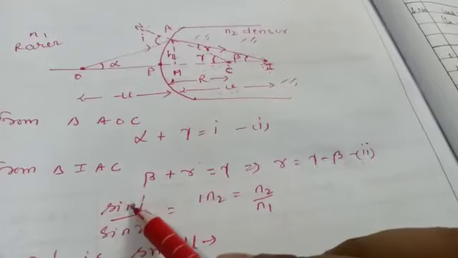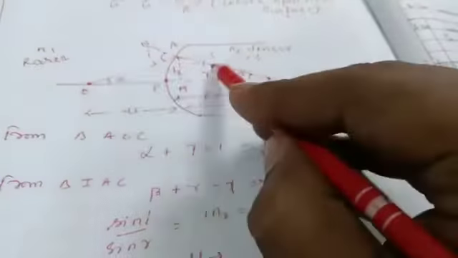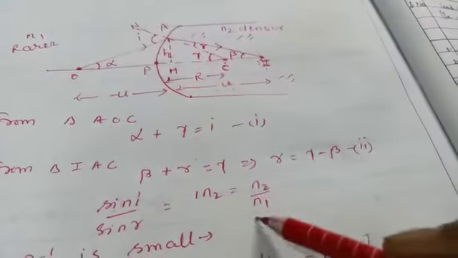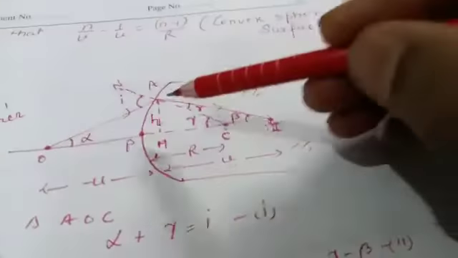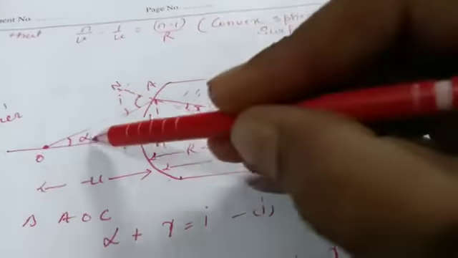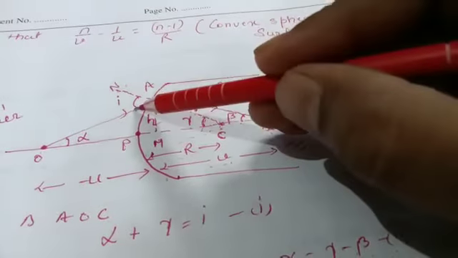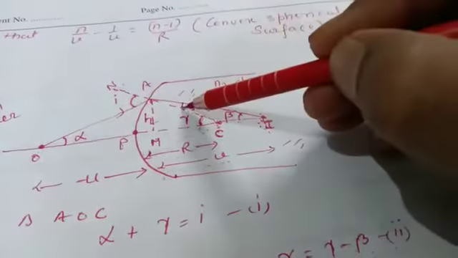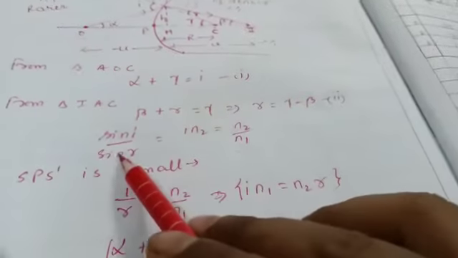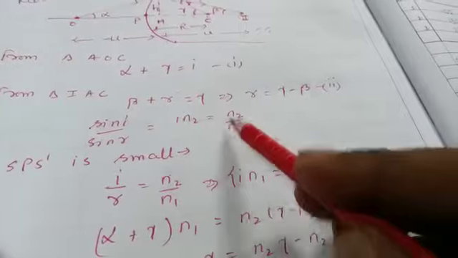Now applying Snell's law, sin I by sin R is equal to 1n2. 1n2 means light is going from rarer to denser, and 1n2 can be written as n2 by n1. You know that when the aperture is small in size, alpha, beta and gamma will be small angles tending to 0. I will also be a small angle tending to 0, and R will also be a small angle tending to 0. For small angles we neglect the sine here, as I told you yesterday. So you can write I by R is equal to n2 by n1.